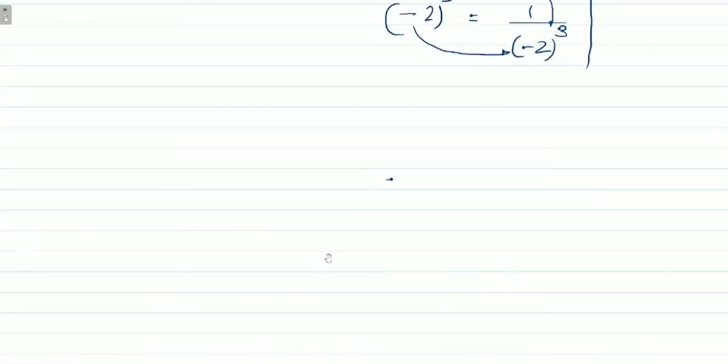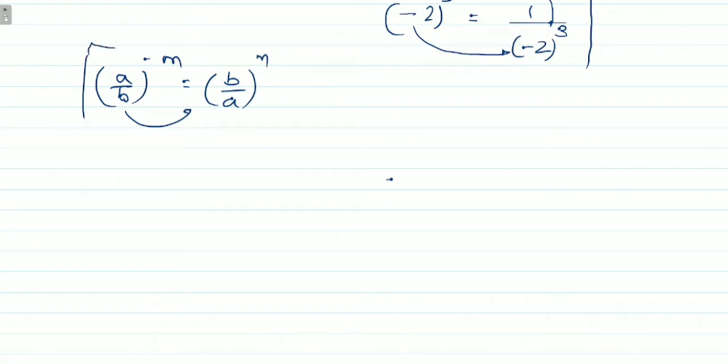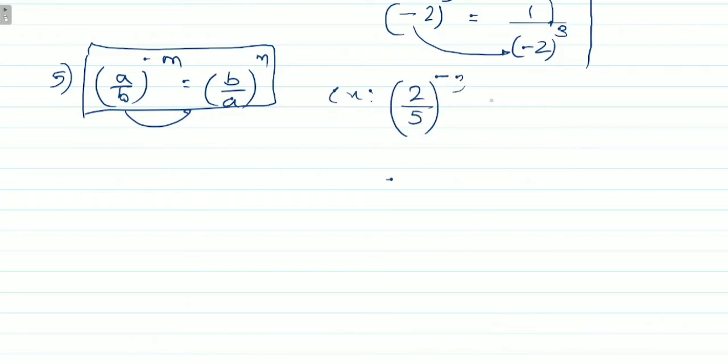Let's look at a different formula. If the term is a fraction with a negative power, then just write the reciprocal of that term and change the sign of the power. Simple. So for example, this is the fifth formula we are doing. 2 by 5 has power minus 3 and I want to solve this. I will just write the reciprocal of this and change the sign of the power.